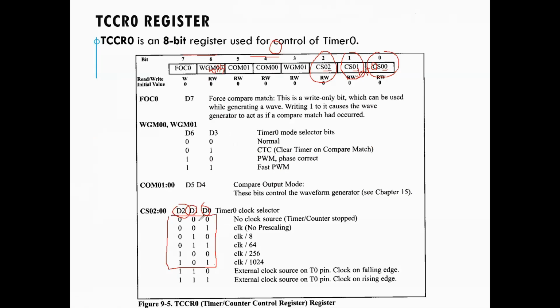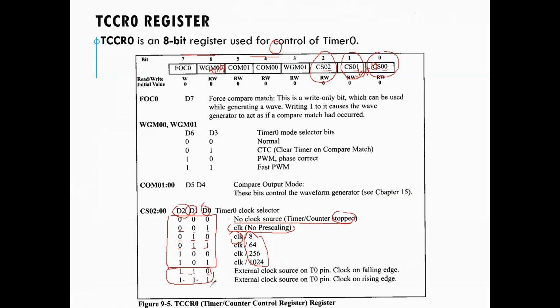If the values are 0, 0, 0, it means there is no clock source, so the counter or timer is stopped. If it is 0, 0, 1, there is a clock with no prescaling. What is prescaling? I will explain that later. If it is 0, 1, 0, we have the clock and the prescaling value is 8. The numbers you can see here are the prescaling values. If the prescaling is 64, you use 0, 1, 1, until we have 1, 0, 1, and then the last two here, 110 and 111.